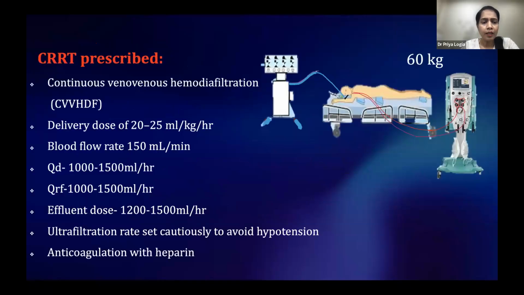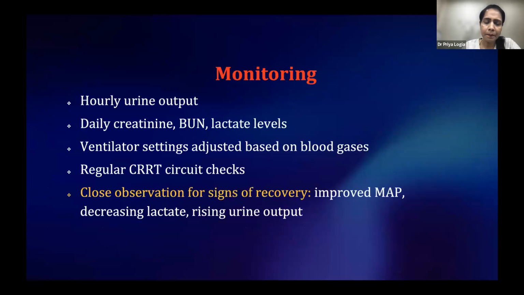So, the mode prescribed was continuous veno-venous hemodiafiltration with an effluent dose of 20 to 25 ml per kg per hour with a blood flow rate of 150 ml per minute, and ultrafiltrate was titrated carefully to avoid hypotension. Anticoagulation was done with heparin.